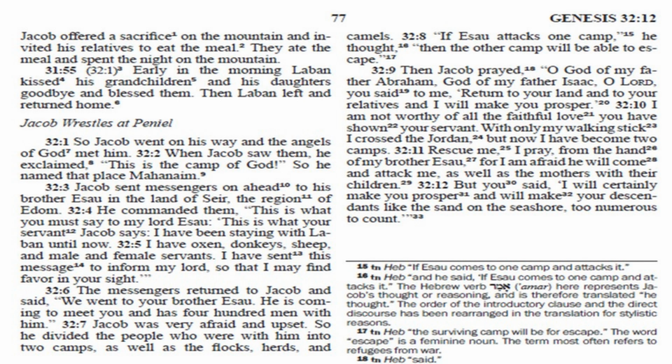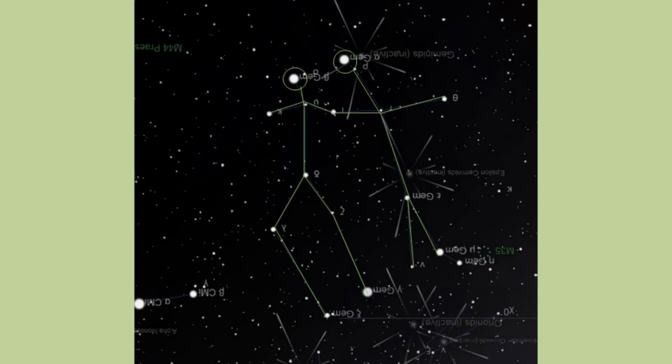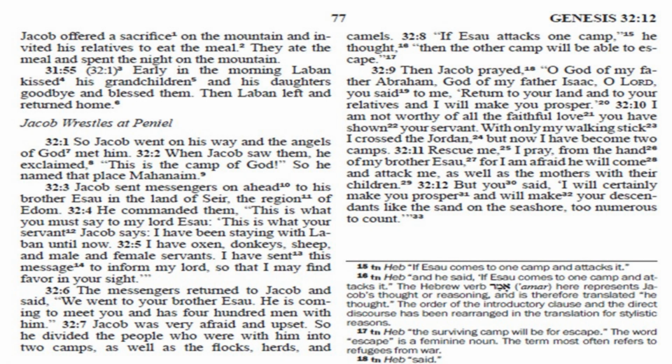After the departure of Laban, Jacob went on his way, and angels of God met him during his journey, as mentioned in chapter number 32, verse number 1 and 2. This indicates that the sun has reached the constellation of Gemini after leaving Ophiuchus. From here, Jacob sent messengers to his brother Esau, who was in the land of Seir.